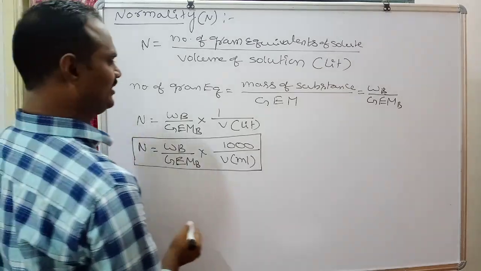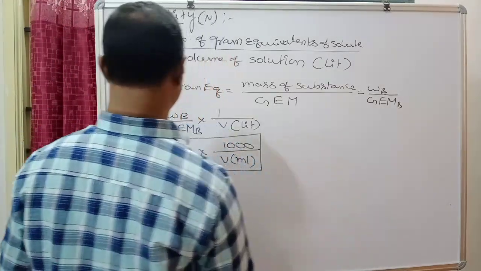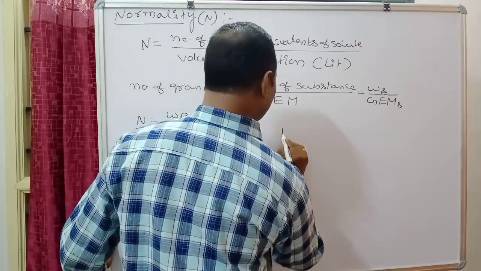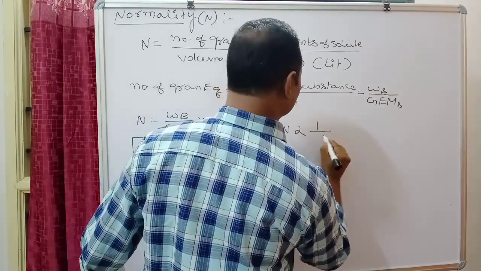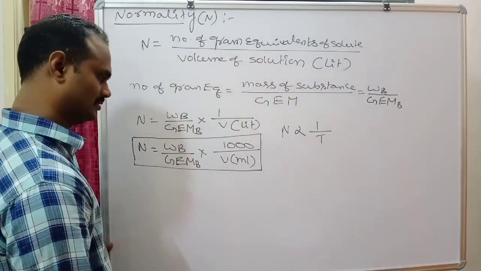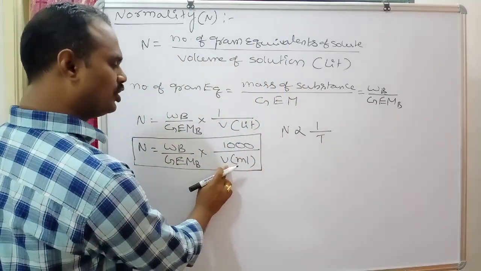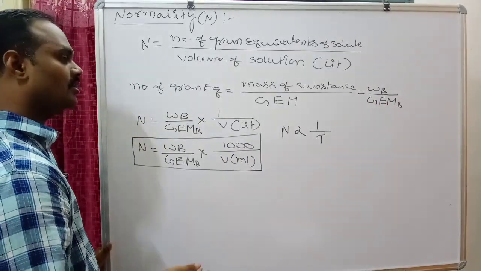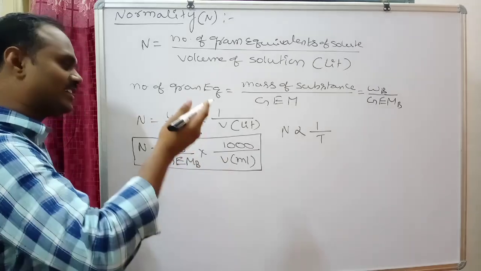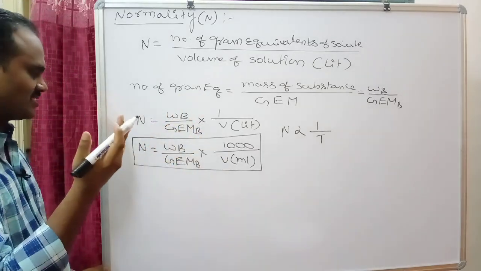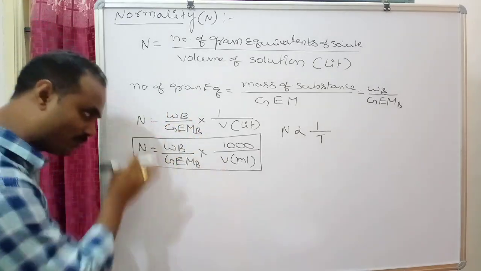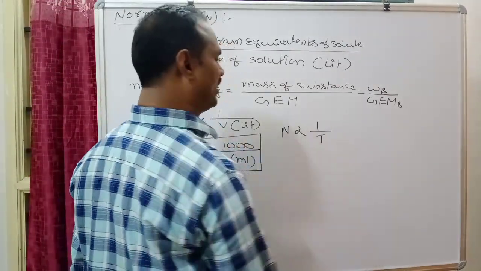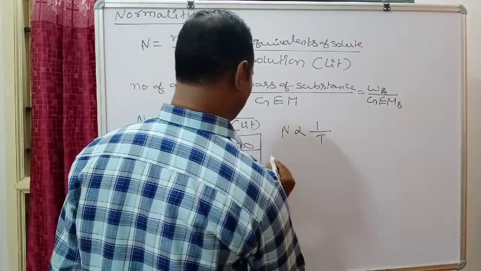Now the temperature relation we have to see. Here the volume term is there. Therefore normality is inversely proportional to temperature. Reason: volume is directly proportional to temperature, meaning as temperature increases, volume increases. When volume increases, normality decreases. Is it clear? So with increasing temperature, normality decreases.